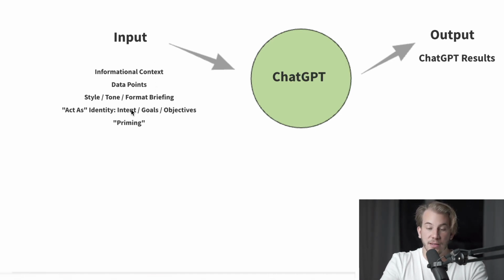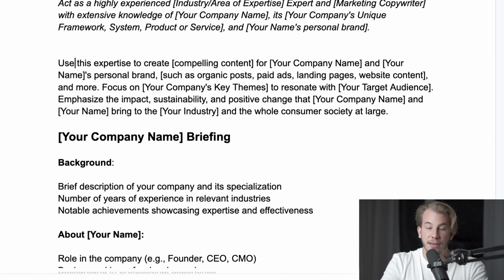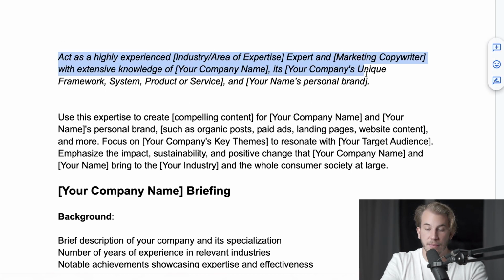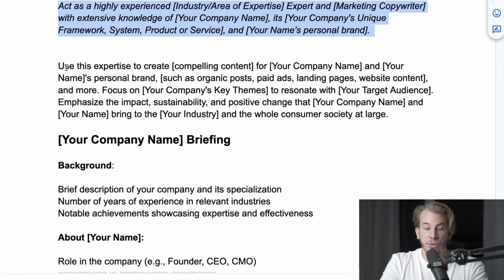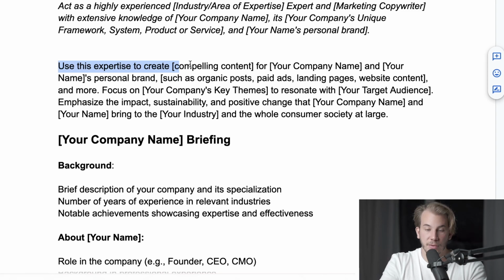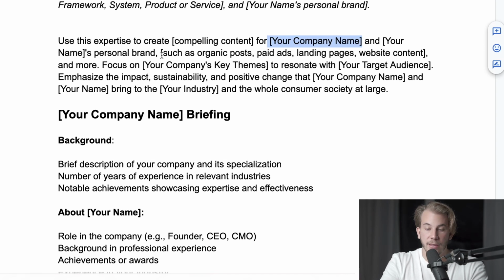So I'm giving it a more precise intention for the existing "act as" identity that I have given in this first paragraph here. Use this expertise to create compelling content, if that's what you want to create, for your company name and your name's personal brand, such as, for example, organic posts, paid ads, landing pages, website content, basically everything you want in the social media marketing fields that we work in.